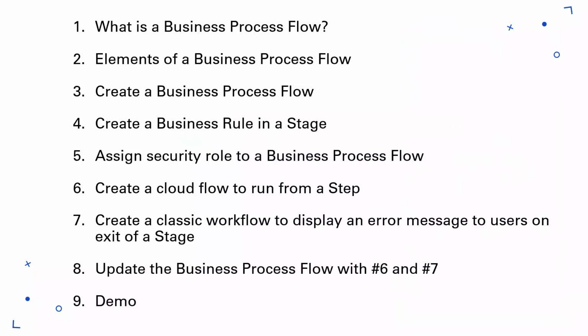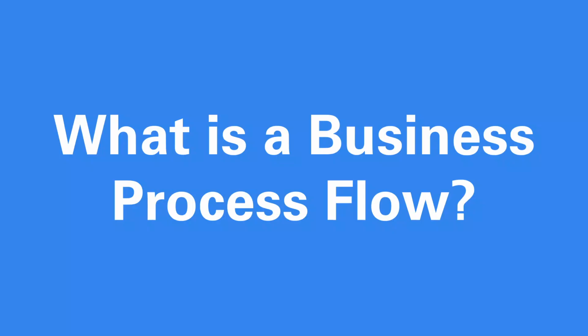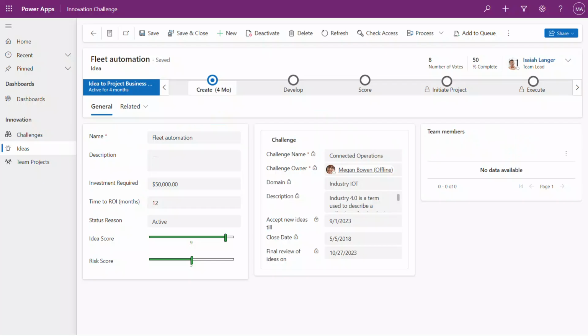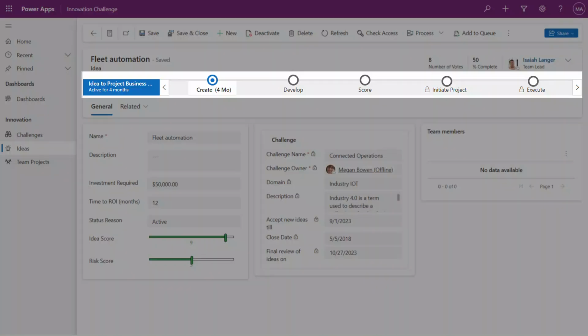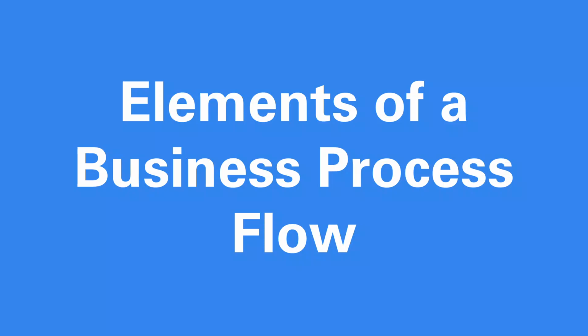The following is what I'm going to go through, so let's first learn what is a business process flow. It's a visual user interface in model-driven apps to guide users in understanding the steps to complete for an organization process. This ensures the same steps are followed by users each time. Let's take a closer look at the different elements.